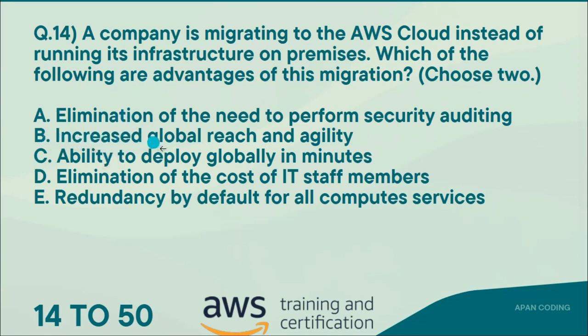The answer will be increase the global reach and agility, and ability to deploy globally in minutes. A company is migrating. Friends, migrating means converting from one way to another. For example, you can see option C, ability to deploy globally in a minute. If your data is of minimum size, it can be instant, and in a minute you can see the result, and you can also see it from anywhere in the world, with increased global reach and agility. You can also expand your network when you go to the cloud.